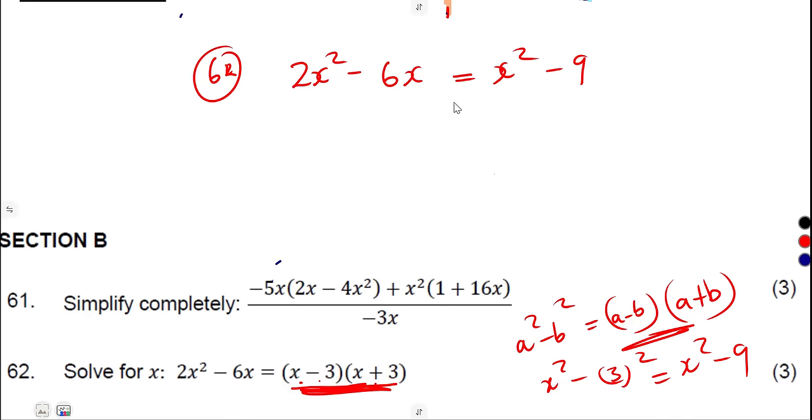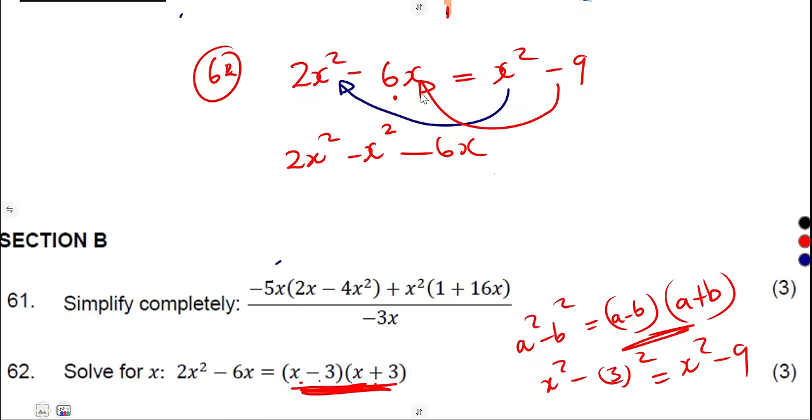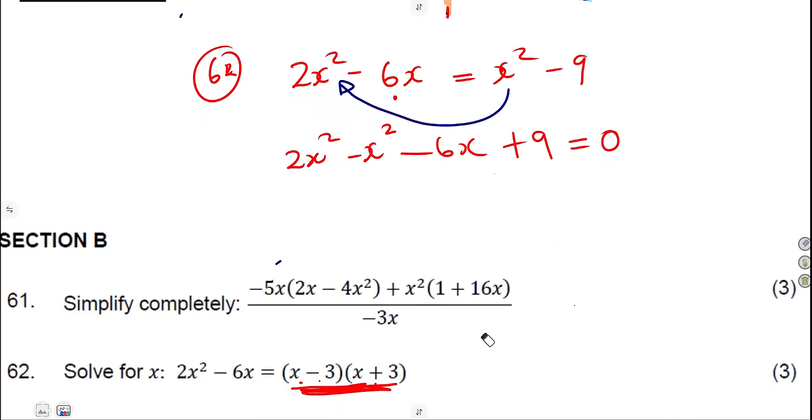So doing this, guys, we can collect the like terms, x squared to x squared. So that's 2x squared minus x squared minus 6x. The minus 9 crosses the equal sign and changes the sign to a plus, so that's equal to 0. They are like terms here: 2 minus 1, which is 1. So it's going to be x squared minus 6x plus 9 equal to 0.